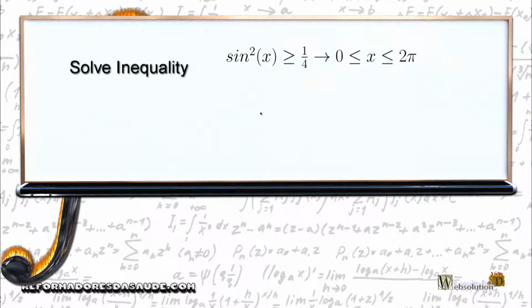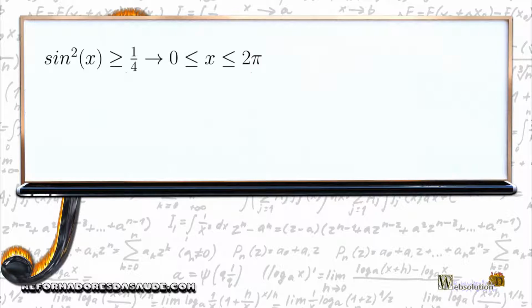First, we know that the sine is squared, which determines that both the positive and the negative values become positive. And if sine is squared, then by taking out the square root we have that sine of x is greater than 1 over 2, and sine of x is less than -1 over 2, because -1 over 2 squared is 1 over 4.